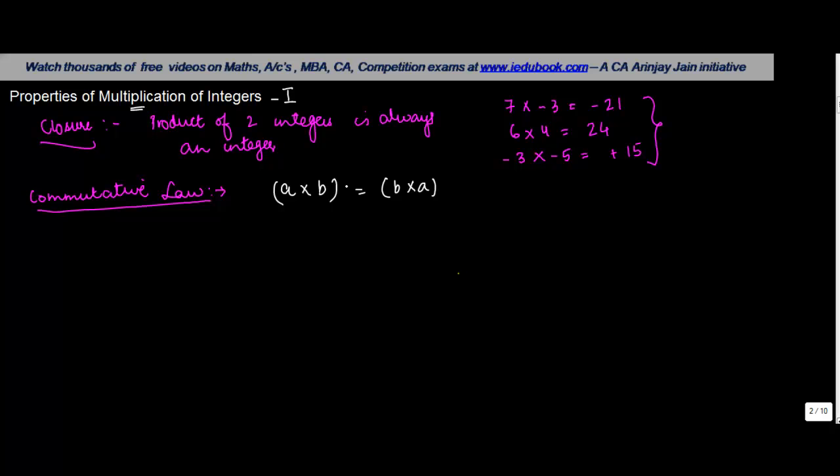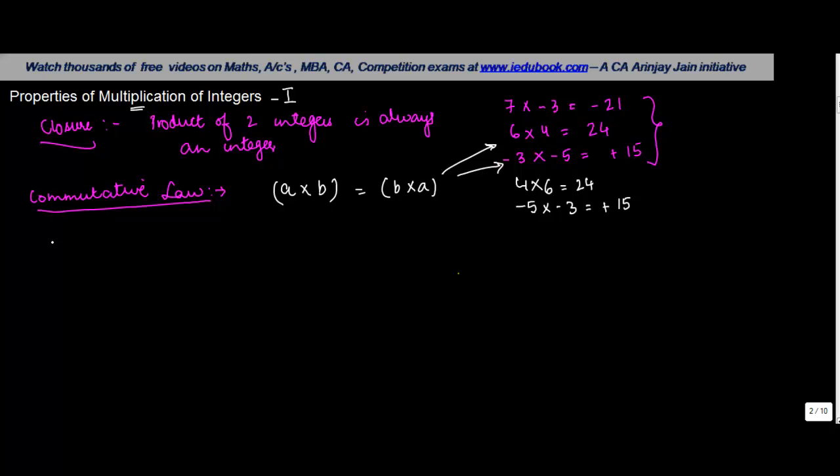Right? So let's take these examples only. We had 6 into 4 is equal to 24. What if we do it 4 into 6? Again, that is also equal to 24. Minus 3 into minus 5, so we do minus 5 into minus 3. Again, 3 times 5, 15. Same sign, plus. Right? And you can try this for as many integers as you want.